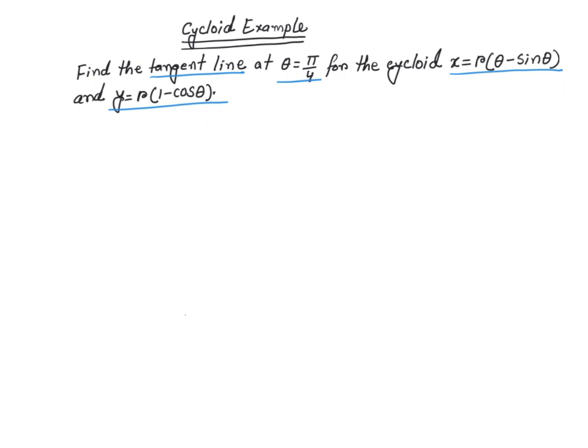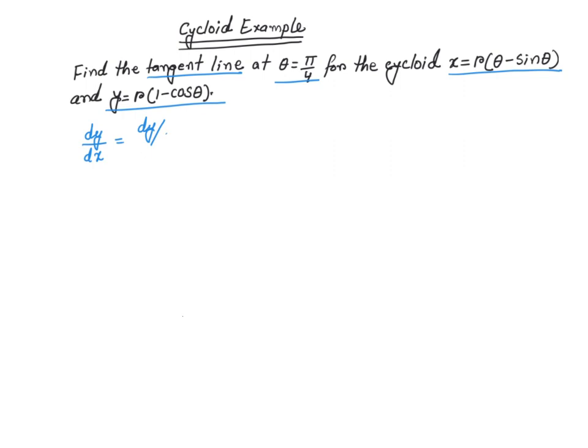As you already know, the formula for slope dy over dx is equal to dy over dt, but in our case t is theta, so dy over d theta divided by dx over d theta. Theta is the parameter that we are talking about, right? Since this is a parametric equation.